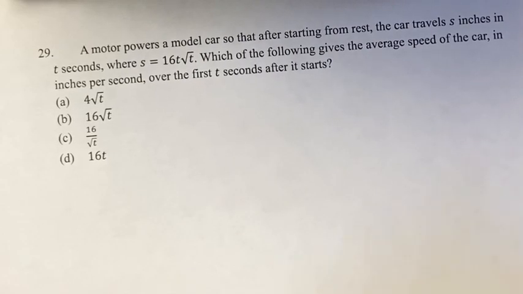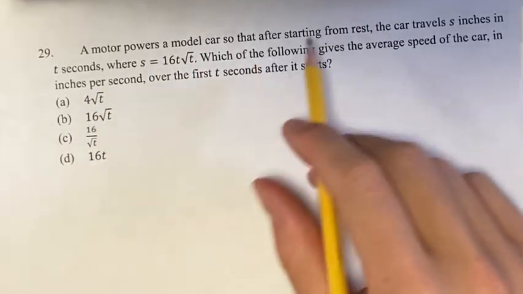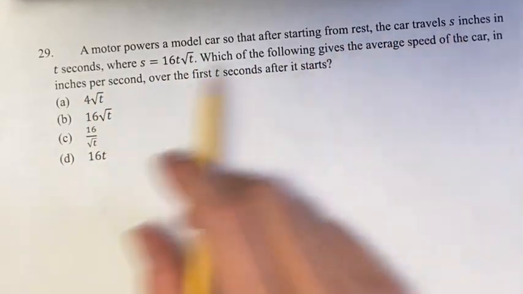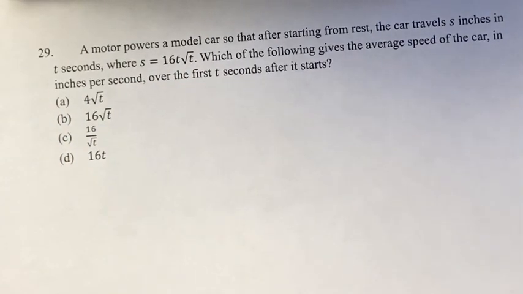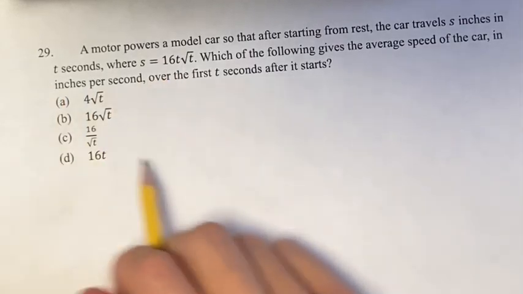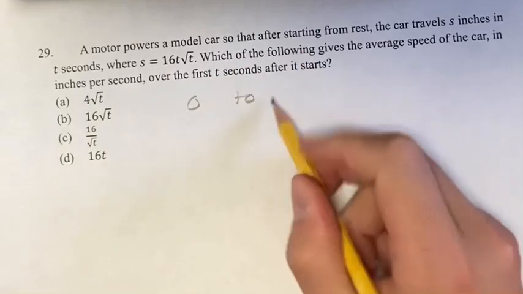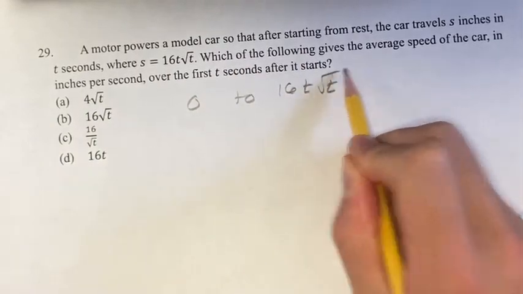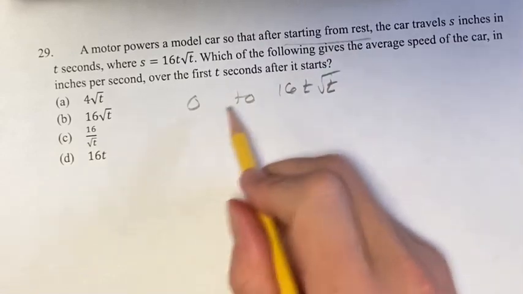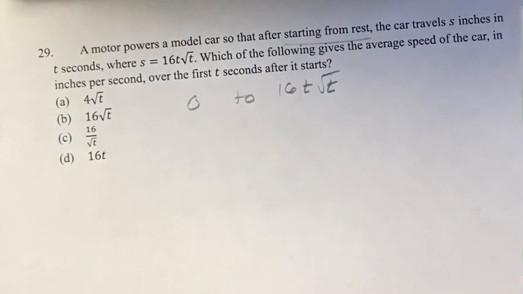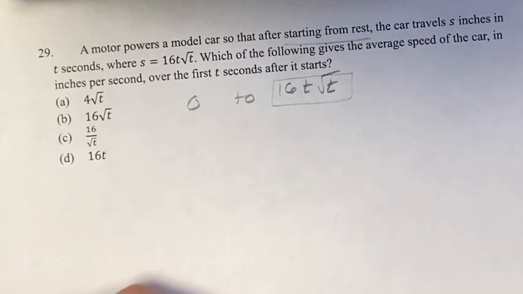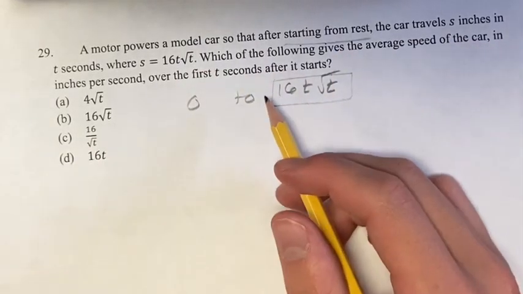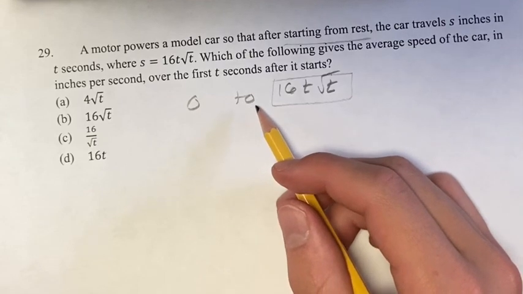In this problem, we are told a motor powers a model car such that when it starts from rest, the car travels s inches in t seconds, where s is equal to 16t root t. So after t seconds, it's traveled from 0 to 16t root t. And we know it starts at 0 because we're starting from rest, so we can just think of this as the 0 position in time where it's stopped, and that's going to accelerate, and after t seconds, reach this distance. So we're asked, which of the following gives the average speed of the car, in inches per second, over the first t seconds after it starts?